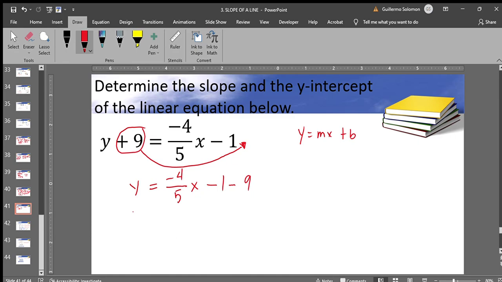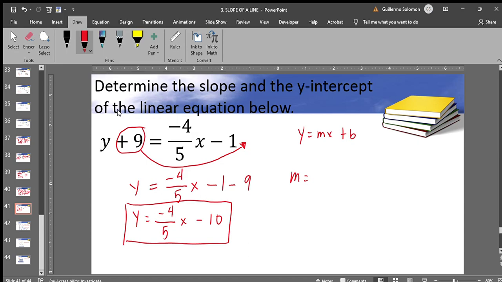So, next, y is equal to negative 4/5. Although sa lowest term na siya, ha? So, don't need to reduce it. Negative 4/5 x. Okay. So, negative 1 minus 9, that is negative 10. So, this one is in the slope-intercept form. So, let us identify our slope. Our slope is negative 4/5.